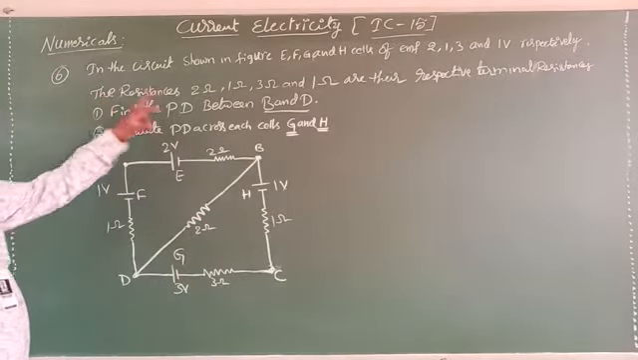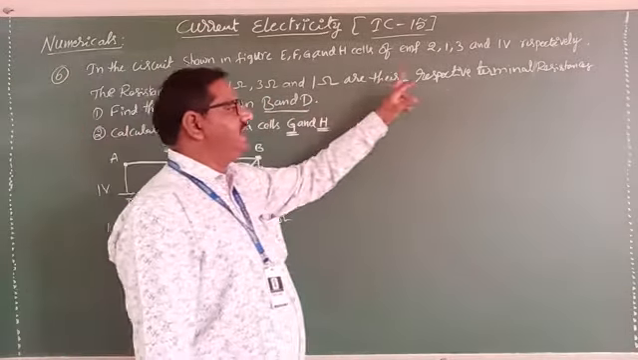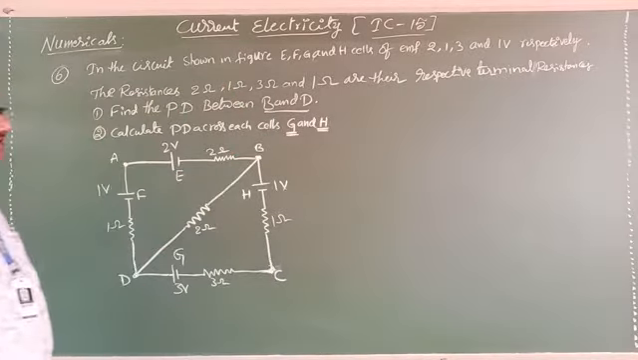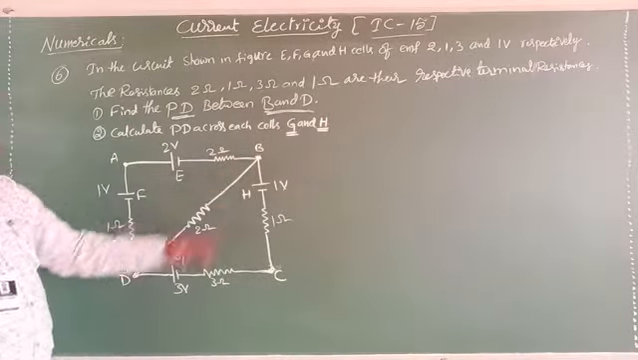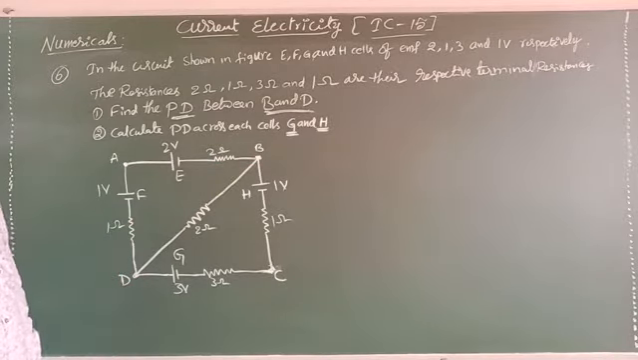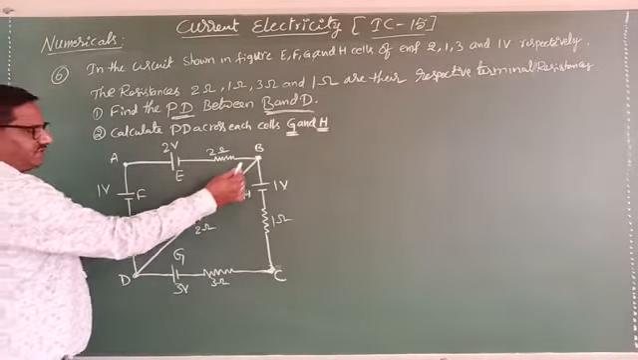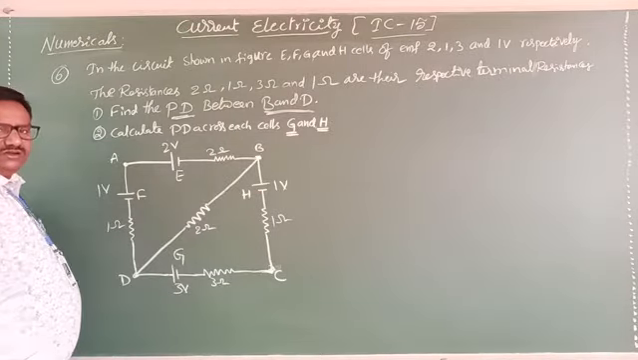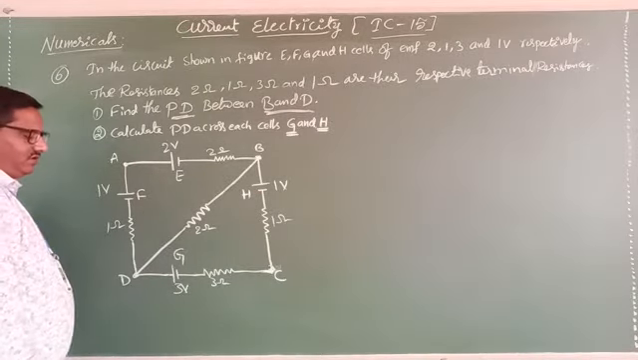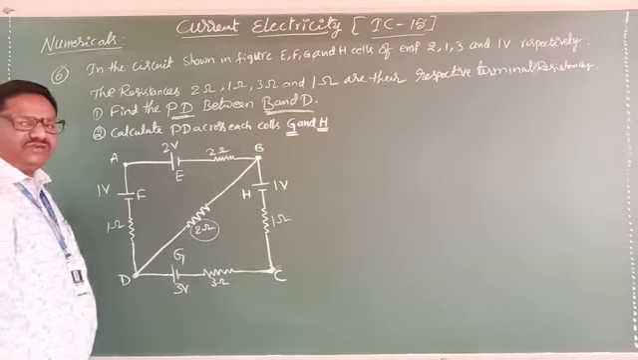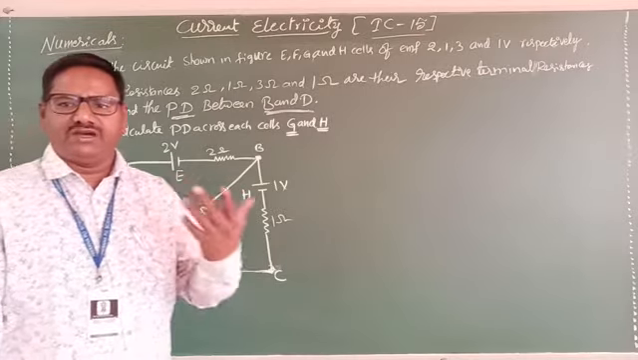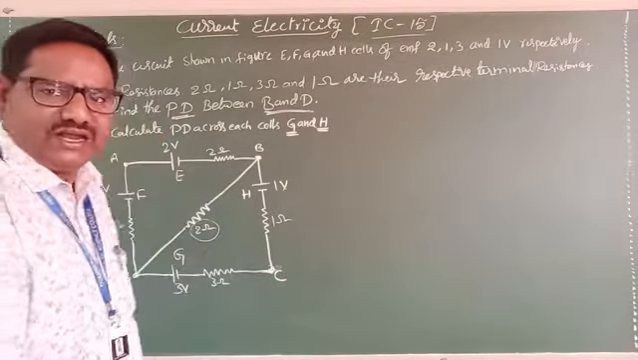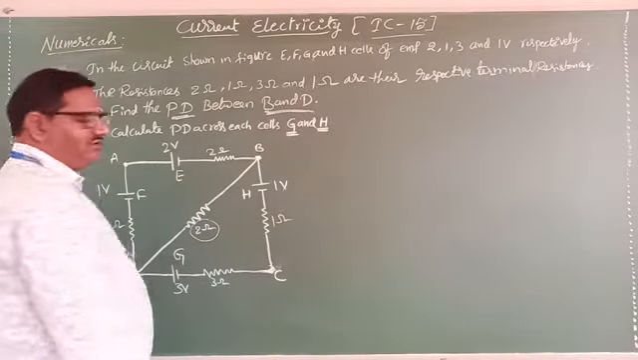The resistances are 2 ohm, 1 ohm, 3 ohm, and 1 ohm, the respective internal resistances of the cells as shown in the figure. What are they asking? Potential difference between B and D. Where is B? Here. Where is D? Here. So if you want to measure the potential difference between these 2 points, how can you measure? Very simple. Here already we have a resistance. If you measure current flow across this resistor, then you can measure the potential. Clear? To measure that, we will apply Kirchhoff laws.